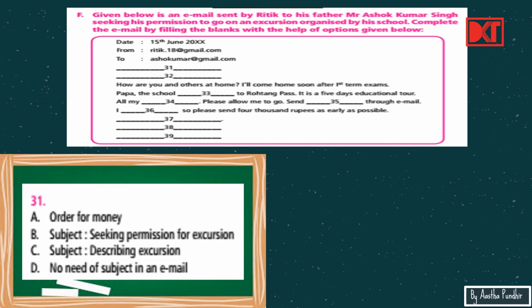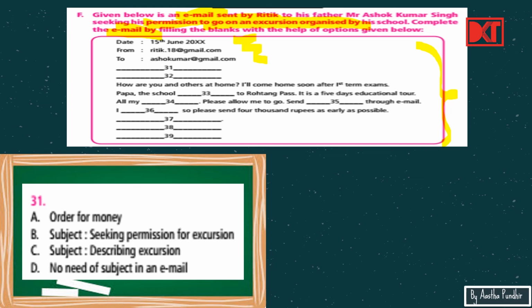Alright, now we start off with email. Given below is an email sent by Ritik to his father, Mr. Ashok Kumar Singh, seeking his permission to go on an excursion organized by his school. Complete the email by filling the blanks with the help of options given below. So we have this format of an email which we have to fill up.